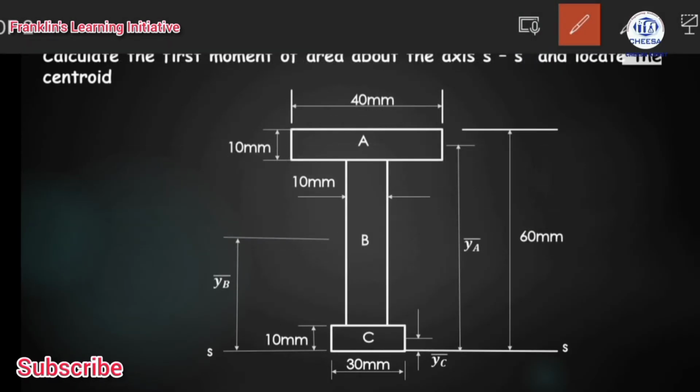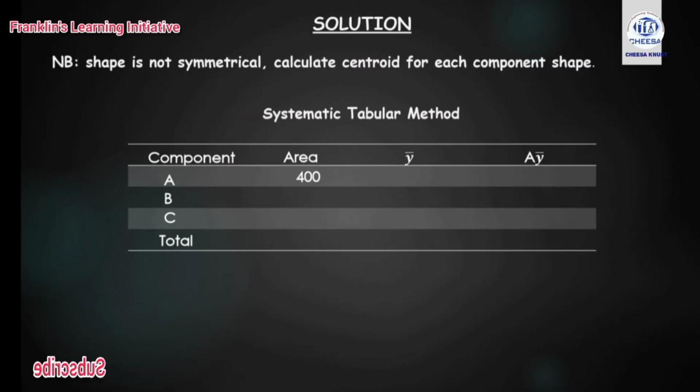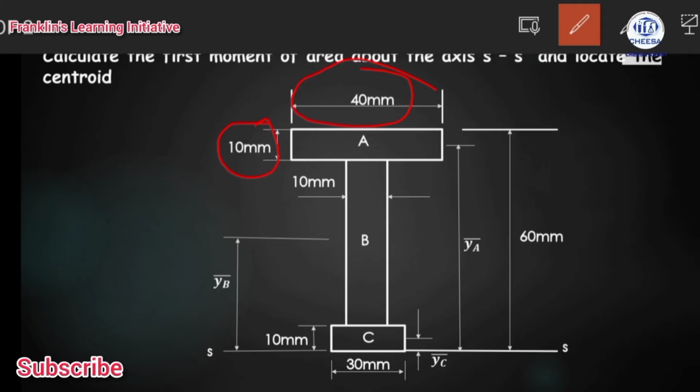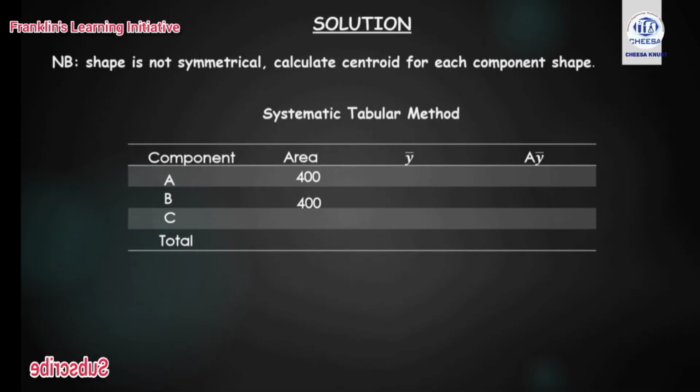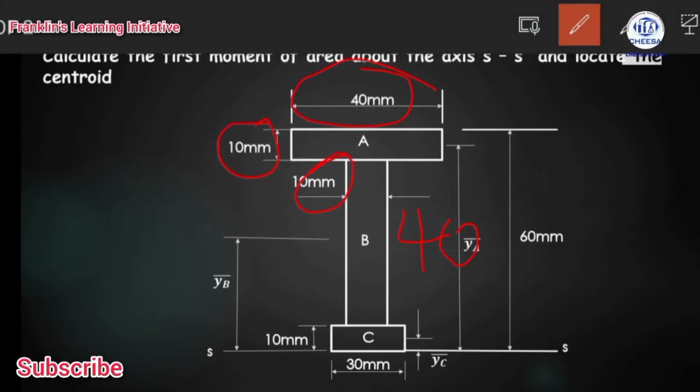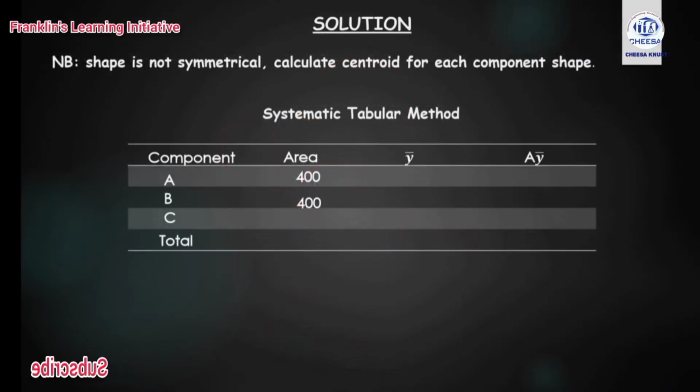From the figure, component A has the dimensions 10 mm by 40 mm. So we can say that the area of component A is 400 mm². Component B has the dimensions 10 mm by just 40 millimeters as the height for component B. So we can say that the area for component B is 400 mm². The component C has the dimensions 10 millimeters by 300 millimeters. So that gives the area for component C as 300 mm². The total area will then be 1100 millimeters squared.